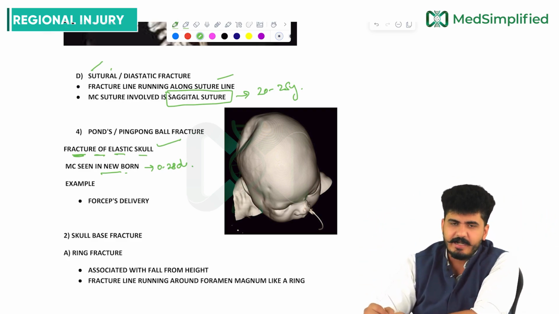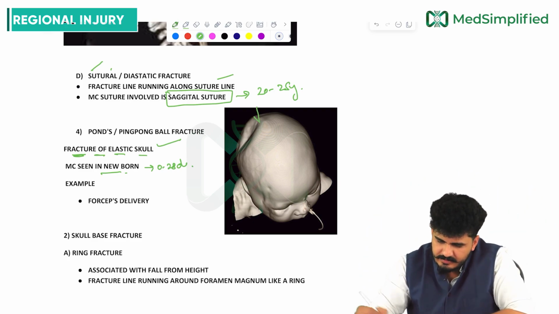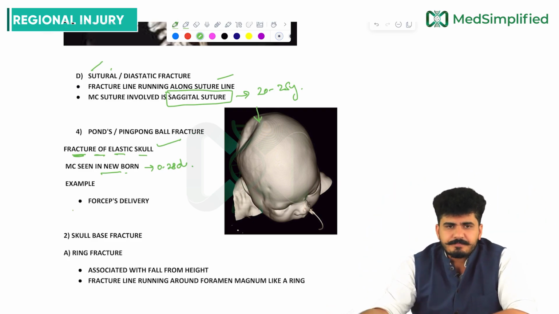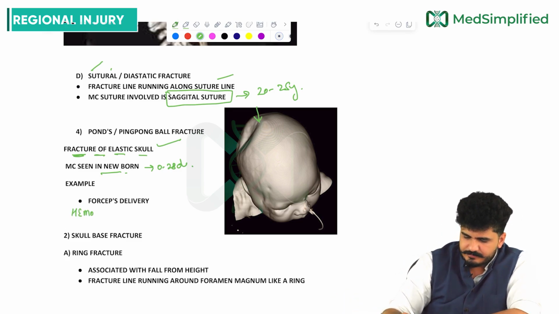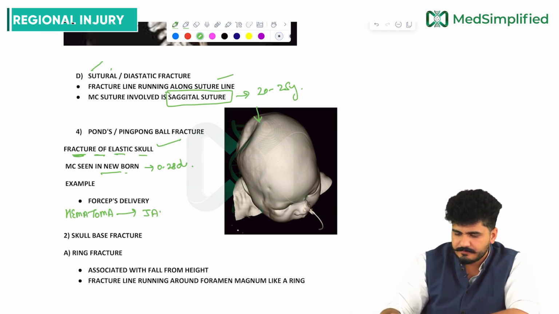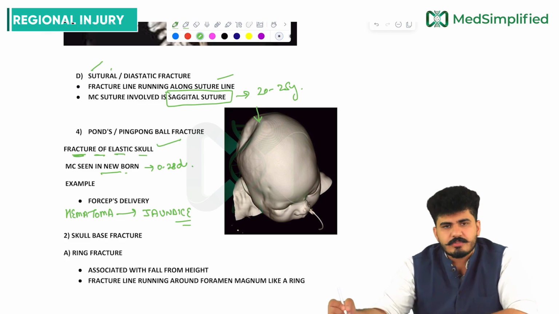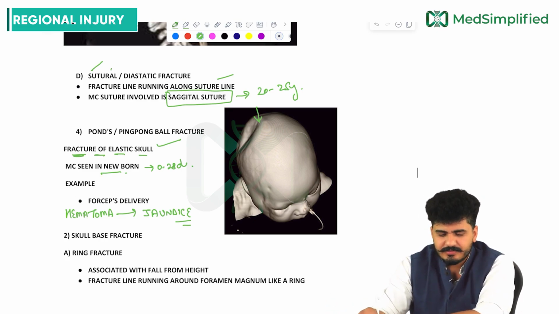On the plastic head, whenever we apply the forceps, there will be a depression like this. It becomes normal after some time. And if a hematoma is there, then it can lead to jaundice. Jaundice is there because hemolysis will happen, then bilirubin, and eventually there will be jaundice and the baby can die also.